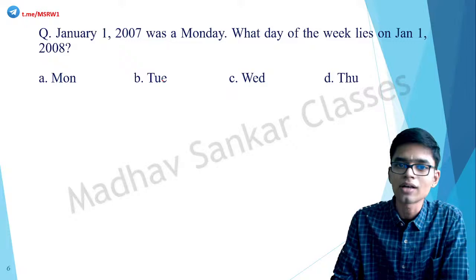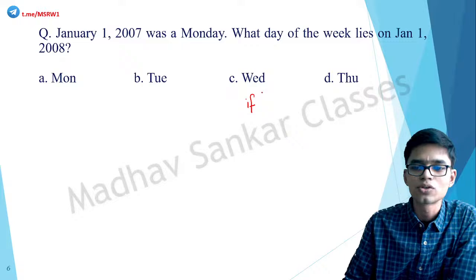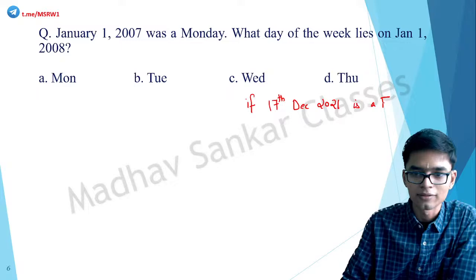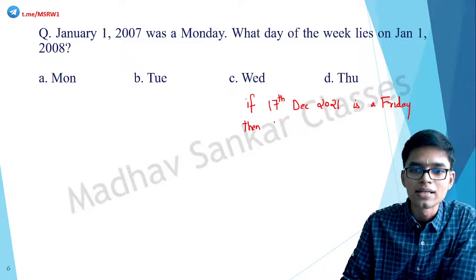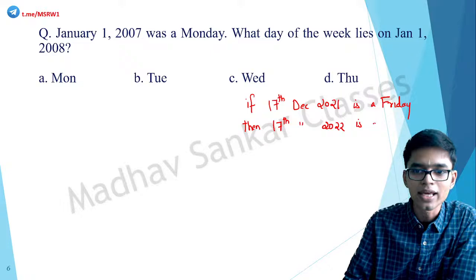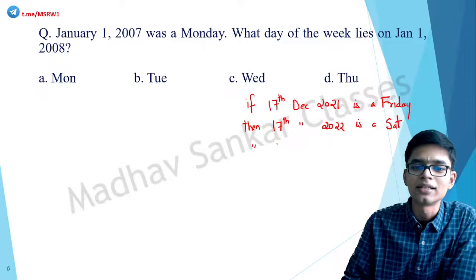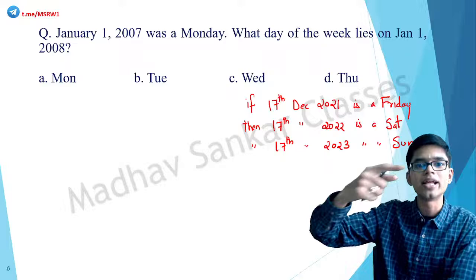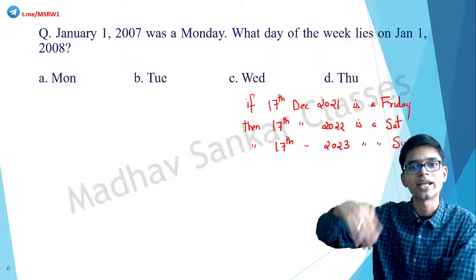This is a simple example. What is the date today? December 17th, correct? So if 17th of December 2021 is a Friday, then 17th of December 2022 is a Saturday. Then 17th of December 2023 is a Sunday. Got it? So the same date every next year will be 1 day ahead. So 17th of December today is a Friday. So next year, 17th of December will be Saturday. The next year it will be Sunday. It goes on like that.